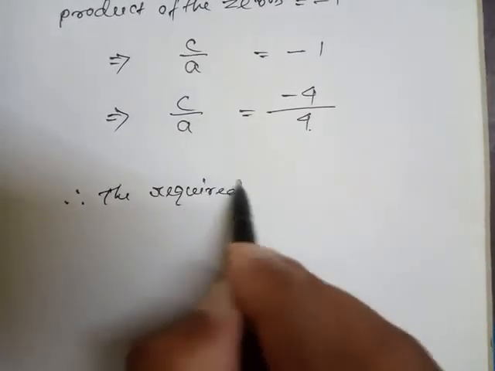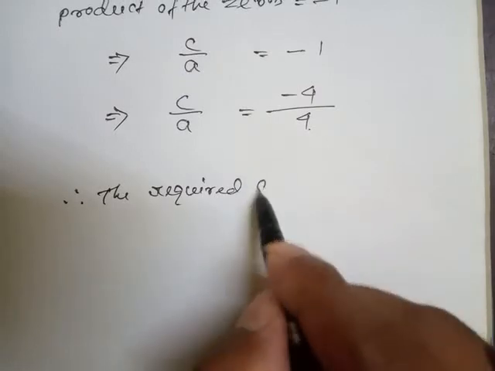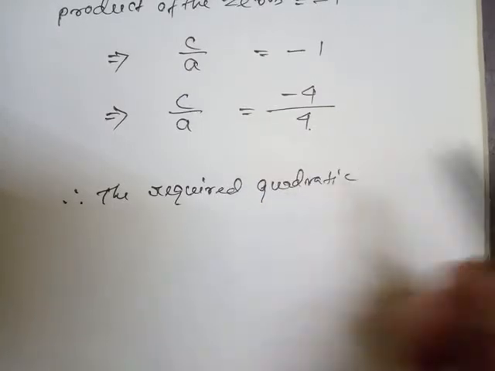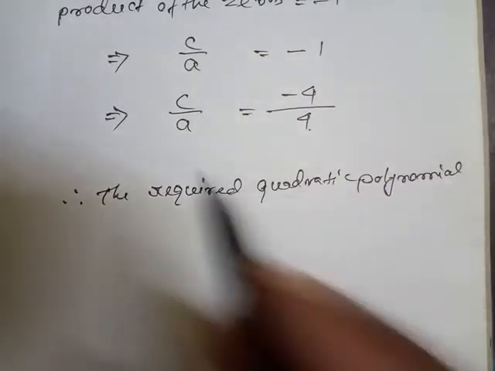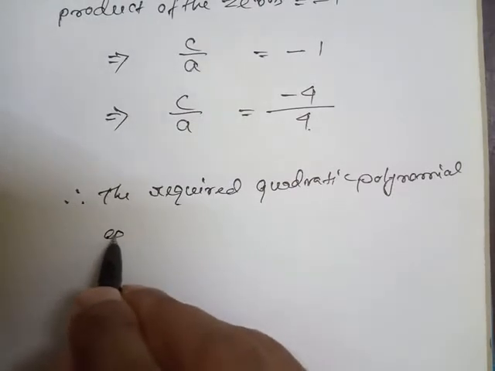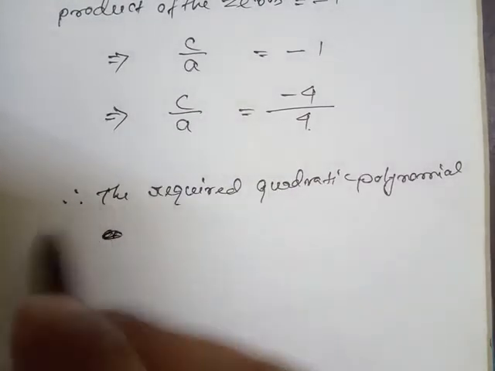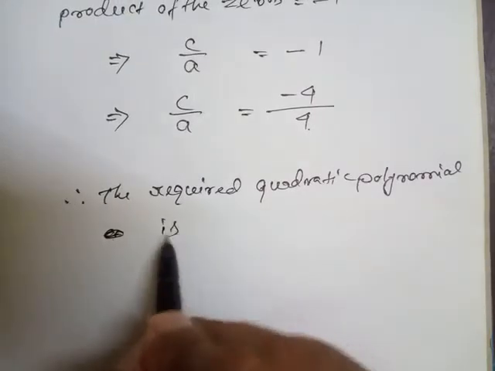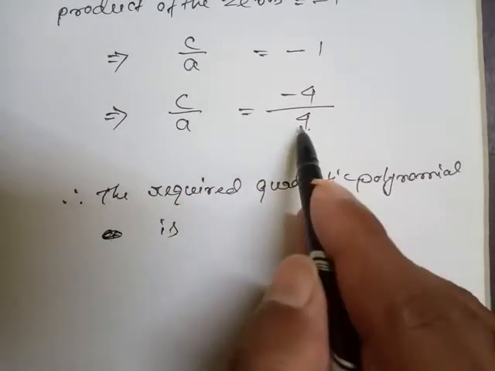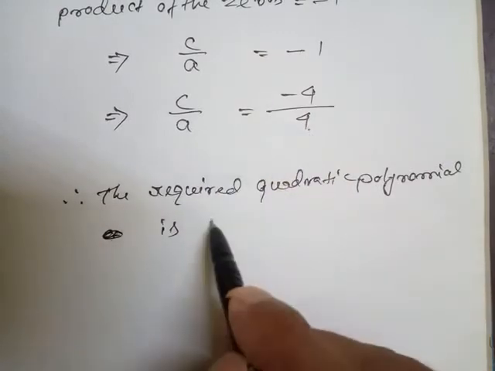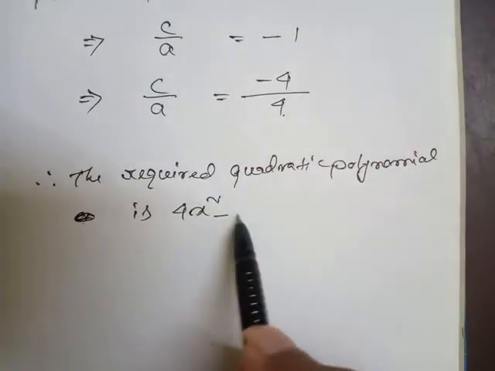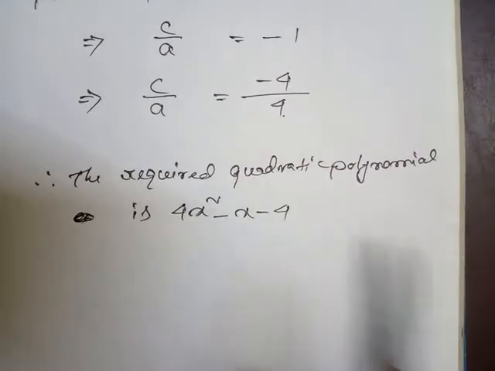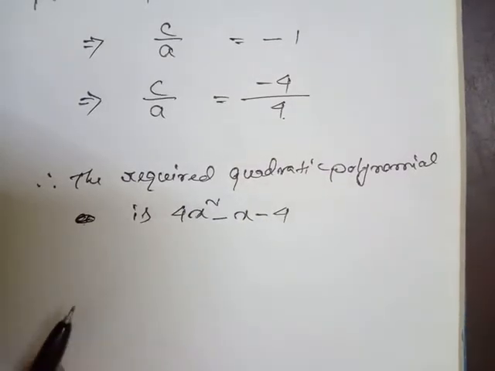So in the last line we can say that therefore the required quadratic polynomial or equation is ax square, which means 4x square, then bx, the value of b is minus 1, so minus x, and c is minus 4. This is the equation, this is the answer of the quadratic polynomial.